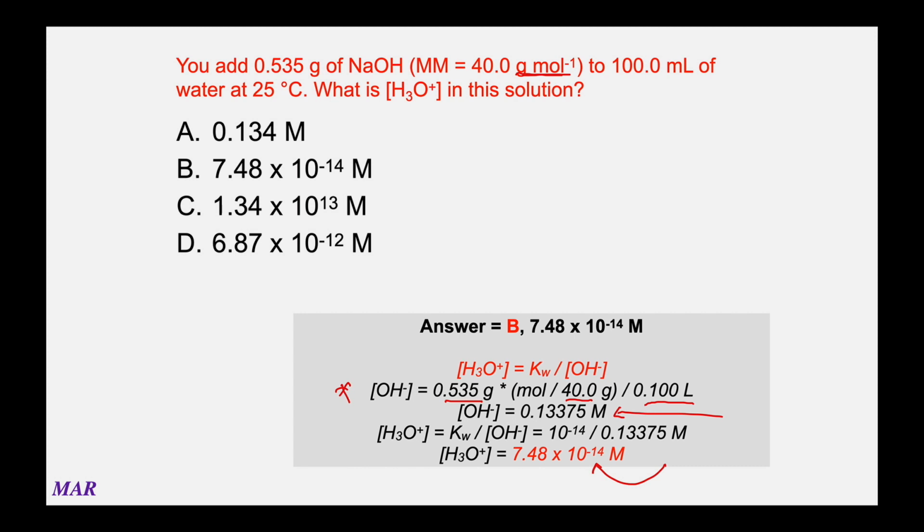Very, very small amount of hydronium. As hydroxide goes up, hydronium goes down. Even though 0.535 grams doesn't look like a lot, in the chemical world, that's actually quite a bit. So that relatively high amount of hydroxide pushes hydronium way down, no problem.